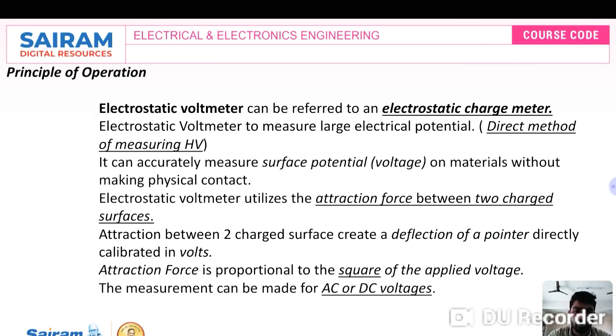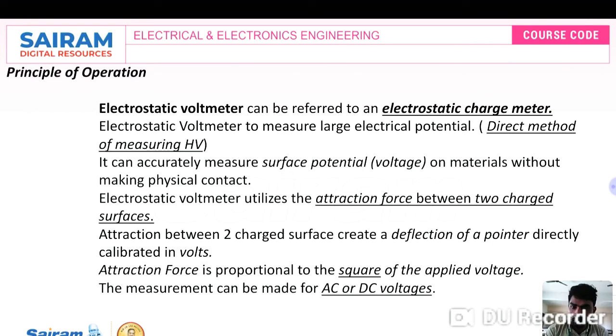The basic definition: how to measure electrostatic voltage? It is the potential difference between two point charges, I mean higher potential to lower potential or lower potential to higher potential. It can accurately measure the surface potential voltage of materials without making physical contact. See, there are two point charges. Here there is a larger number of electrostatic charges, and here there is a smaller number of electrostatic charges. So what happens? We are going to measure the difference between those two.